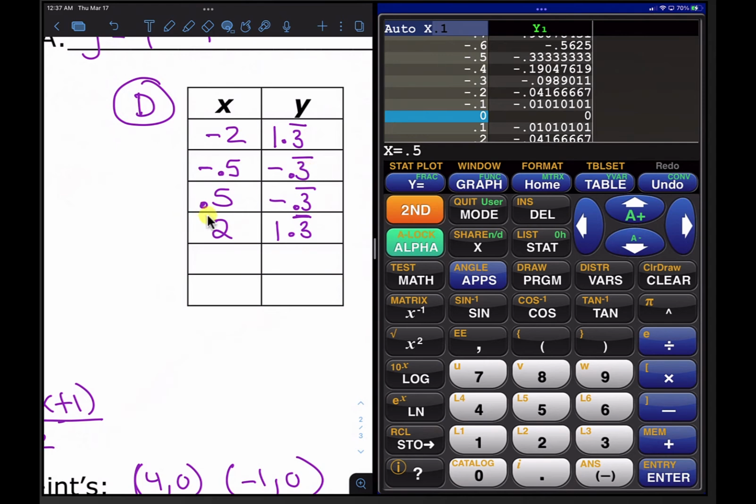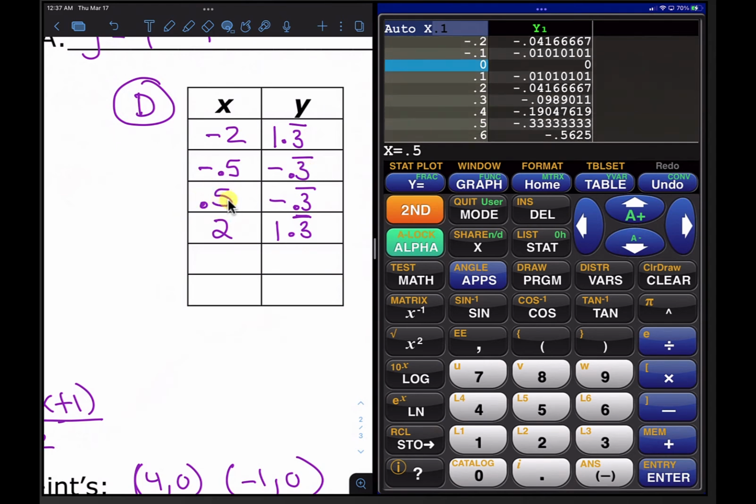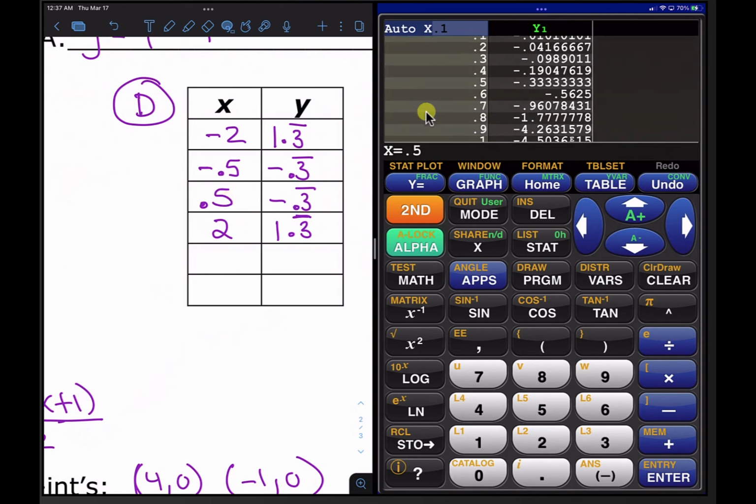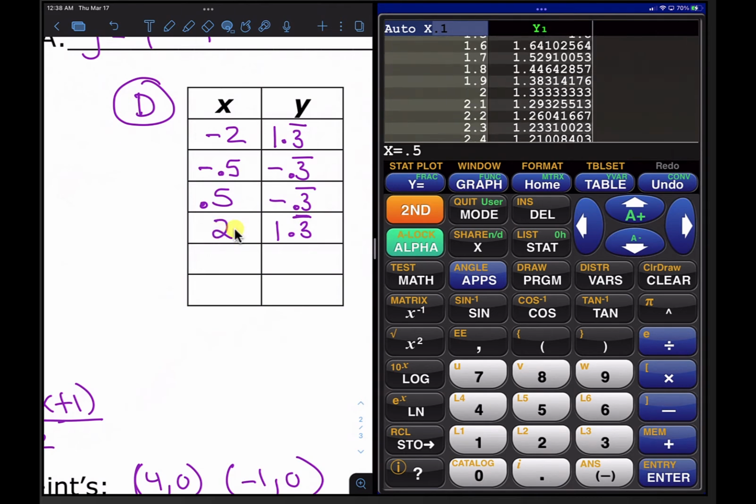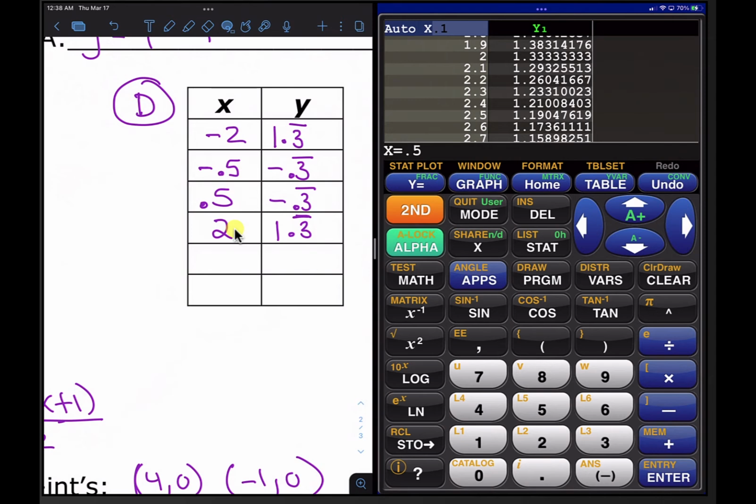The next x value is 0.5, so we scroll down to 0.5. When x is 0.5, the y value is negative 0.3 repeating, which is what we have. And then when x is 2, you can scroll down to the 2. So when x is 2 in the table, the y value is 1.3 repeating, and that's what is reflected in our table.